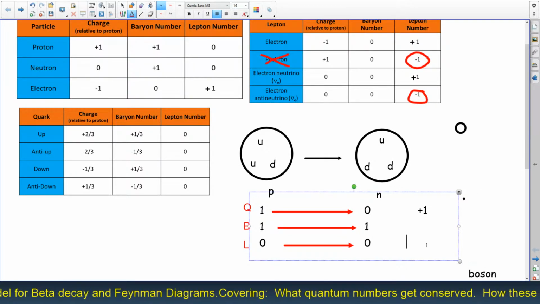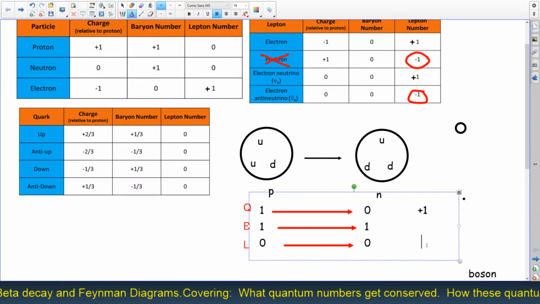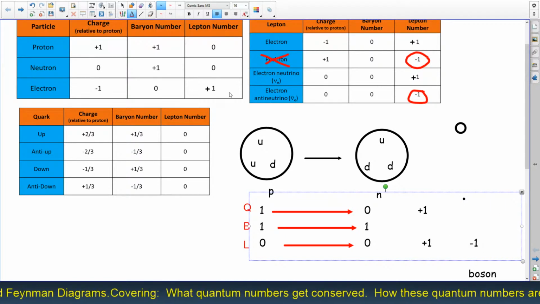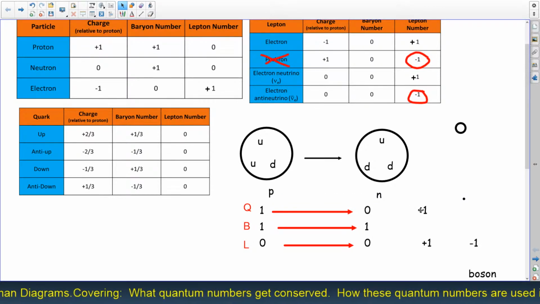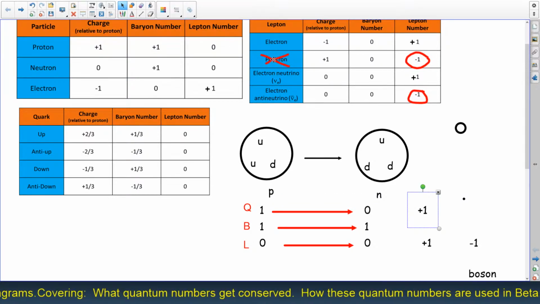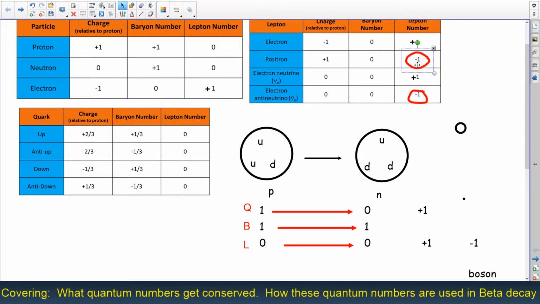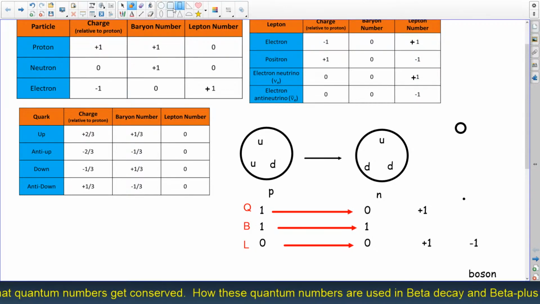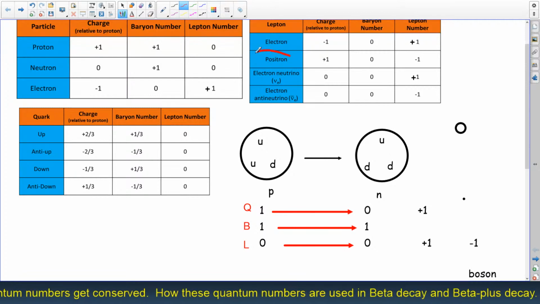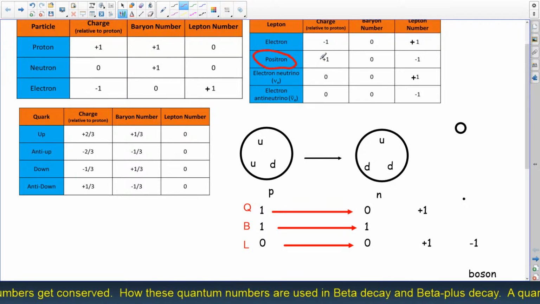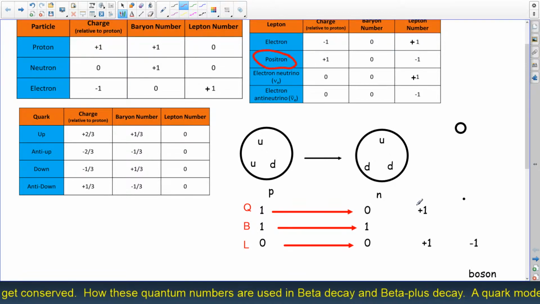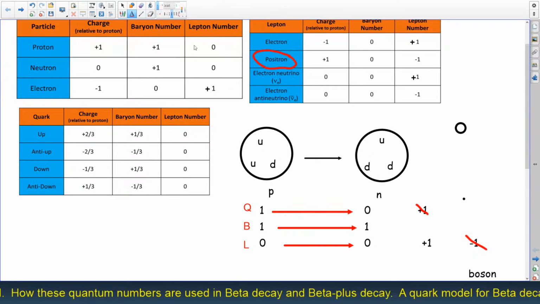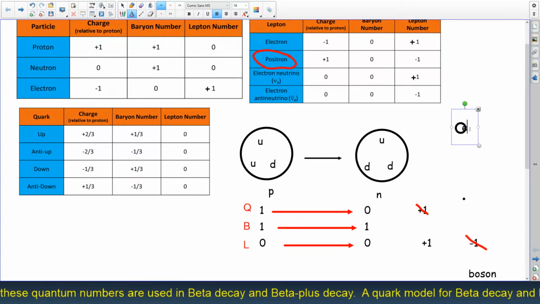So I know that I'm going to have a lepton number of +1 and -1 required. Essentially I need a lepton with +1 charge, and that is only going to be the positron. It has a +1 charge and a lepton number of -1. So I can score these two off my list, and I can say that this is a positron, e+.